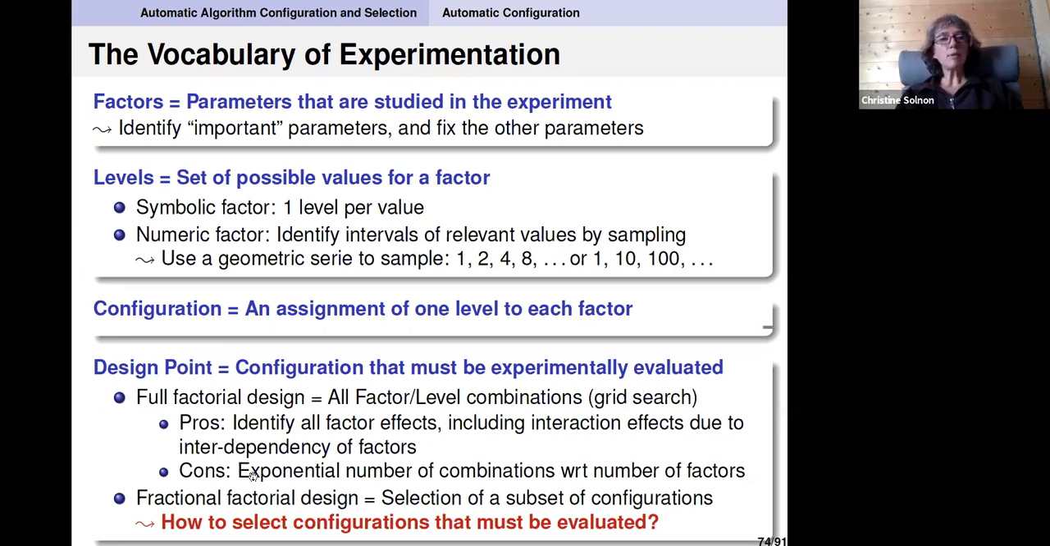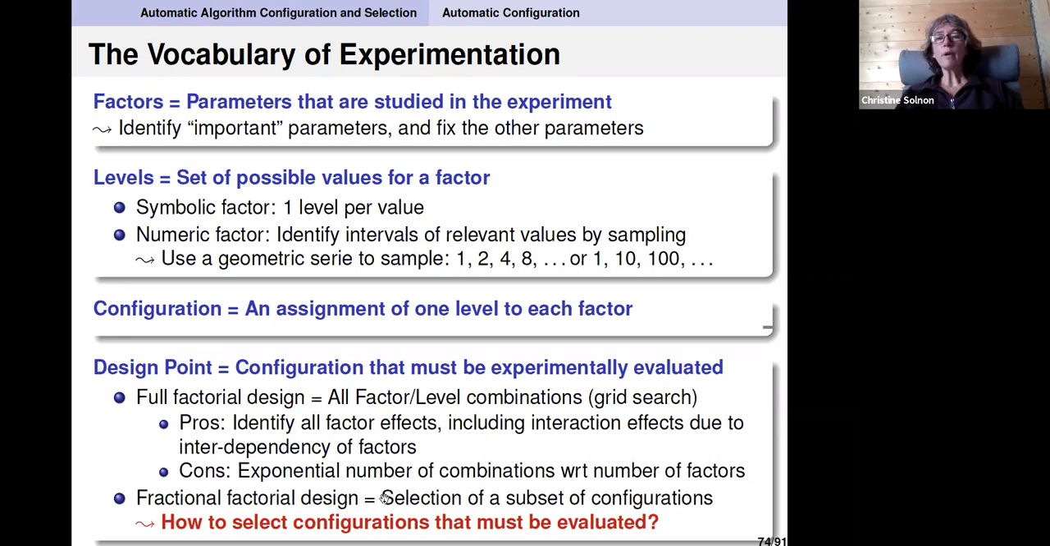And the problem of this full factorial design is that we usually have an exponential number of combinations with respect to the number of factors. So usually we cannot do full factorial design. And this is a pity because this allows us to identify all factor effects, including interactions between factors. So usually we cannot do full factorial design, and we do fractional factorial design.